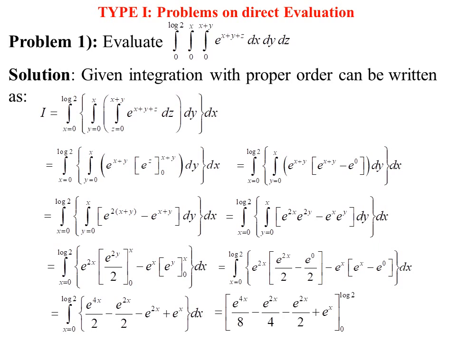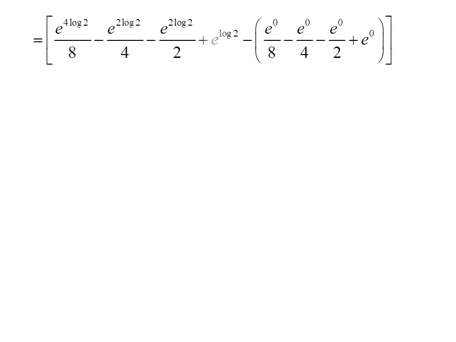Further, taking the integration: e raised to power 4x upon 8 minus e raised to power 2x upon 4 minus e raised to power 2x upon 2 plus e raised to power x, this entire integration will vary from the limits 0 to log of 2. So we continue solving further. By substituting the upper and lower limit we will get e raised to power 4 log 2 upon 8 minus e raised to power 2 log 2 upon 4 minus e raised to power 2 log 2 upon 2 plus e raised to power log 2.